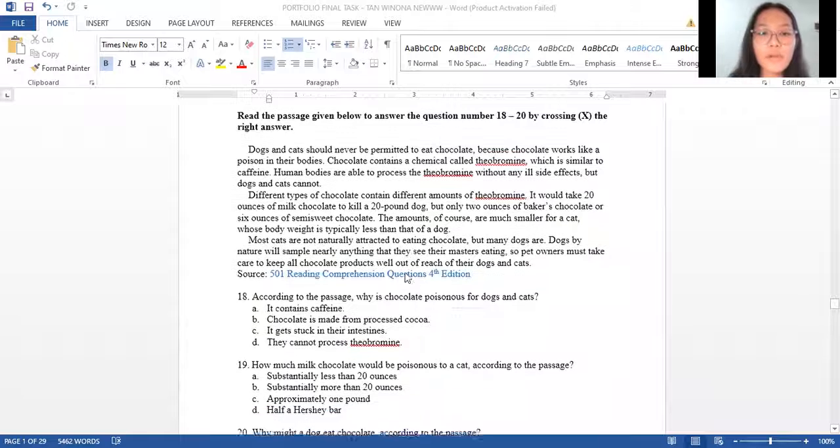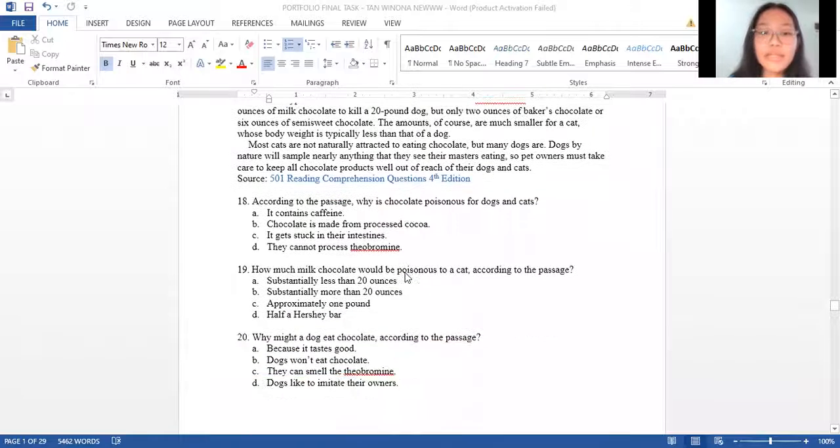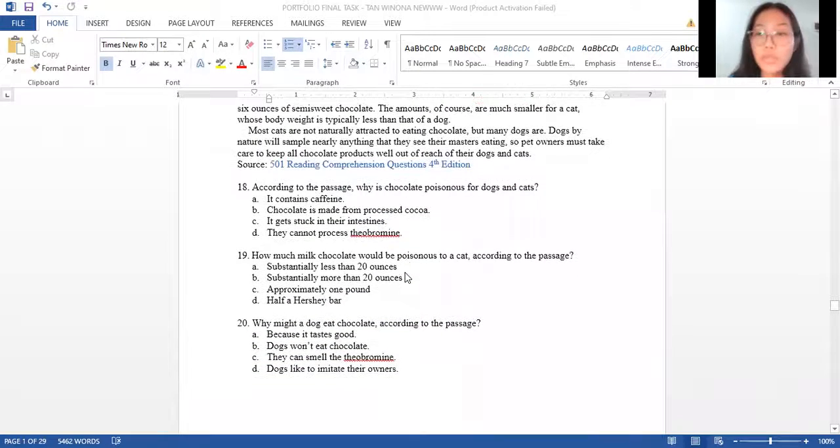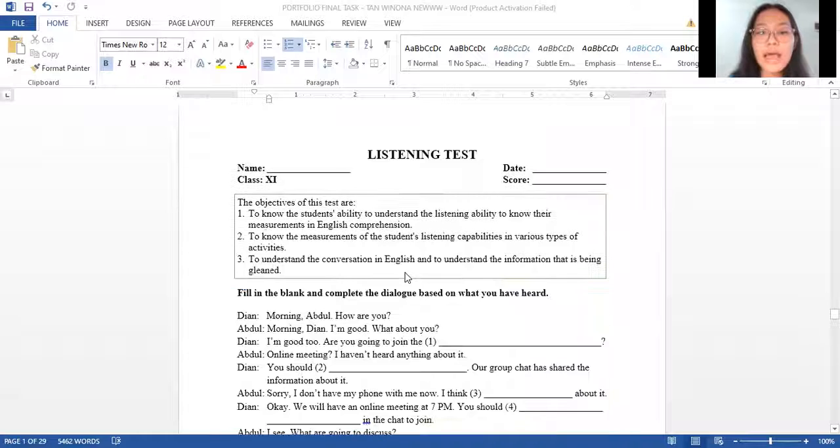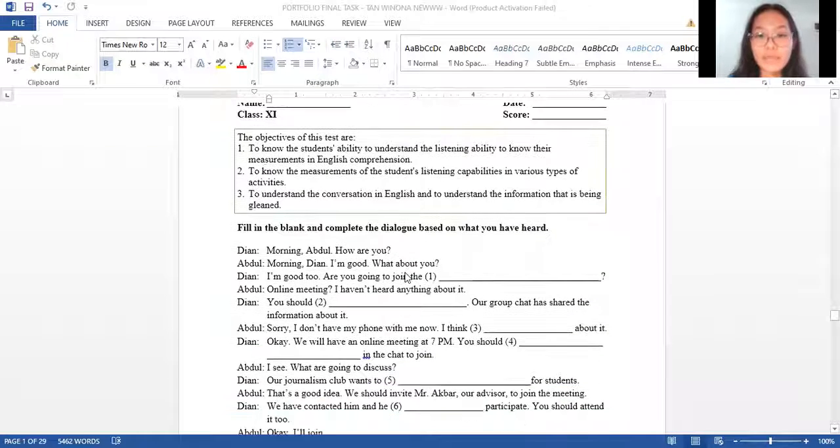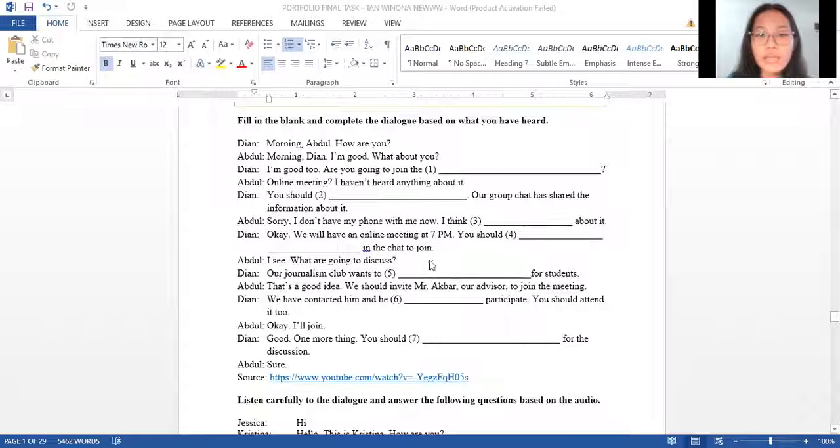And then this is for number 18 up to 20. There are multiple choices. And then for the listening test, you have to listen to the audio. And this is a gap filling exercise.